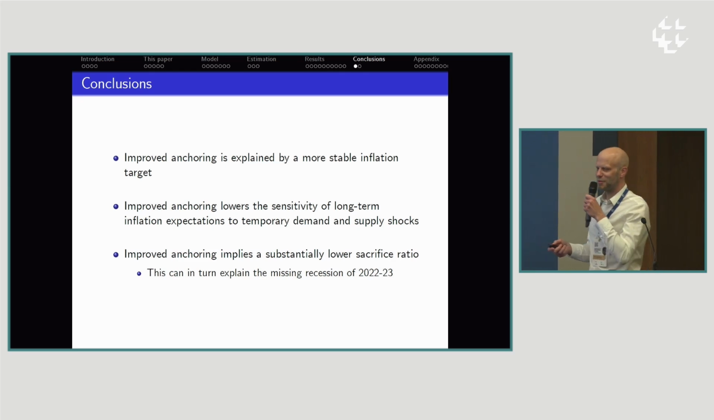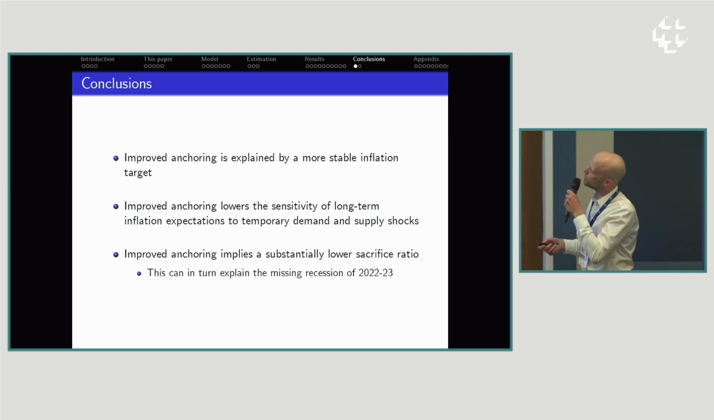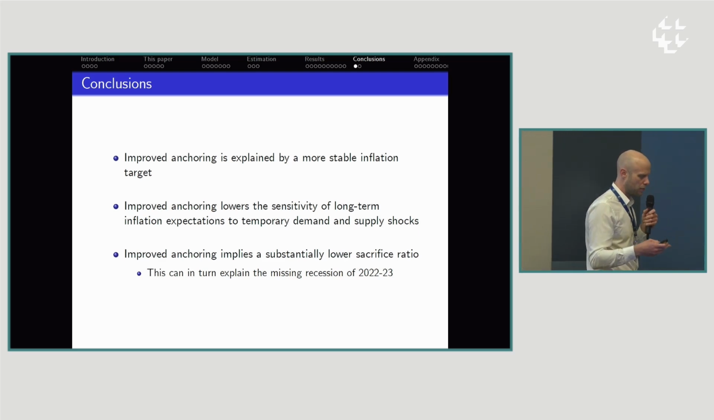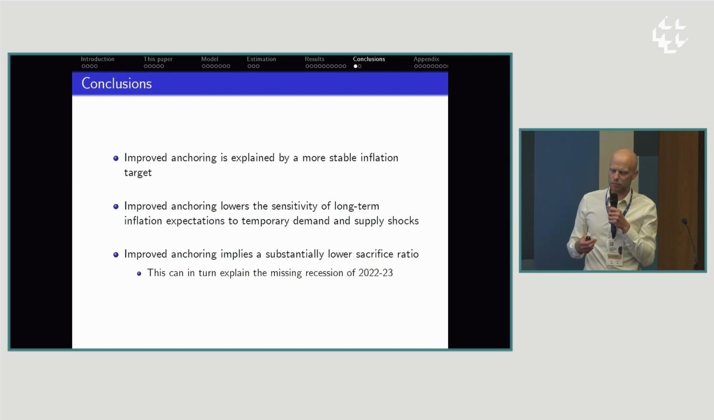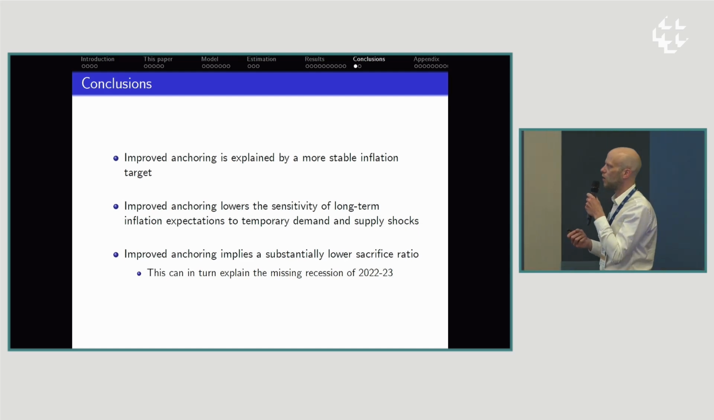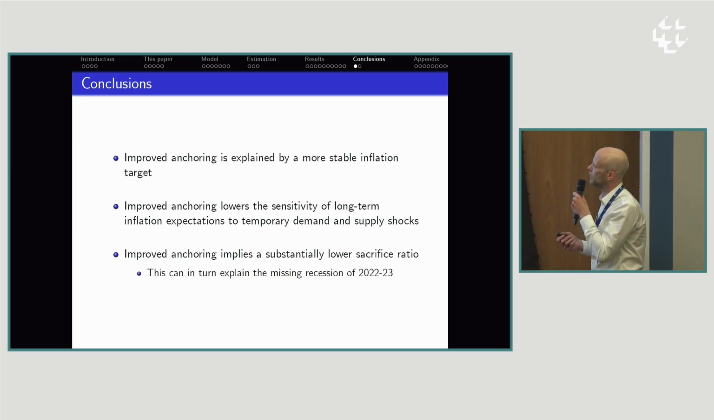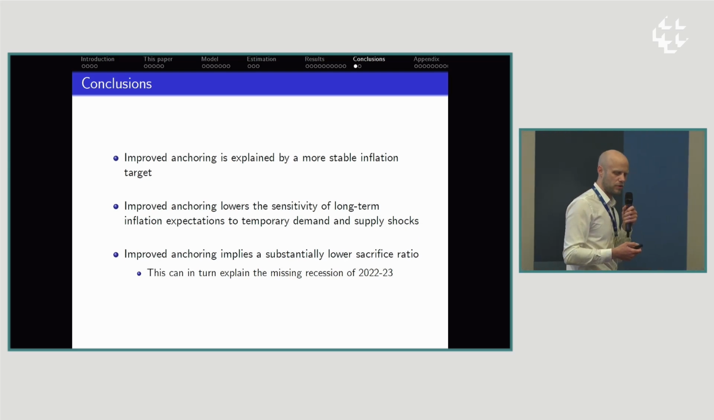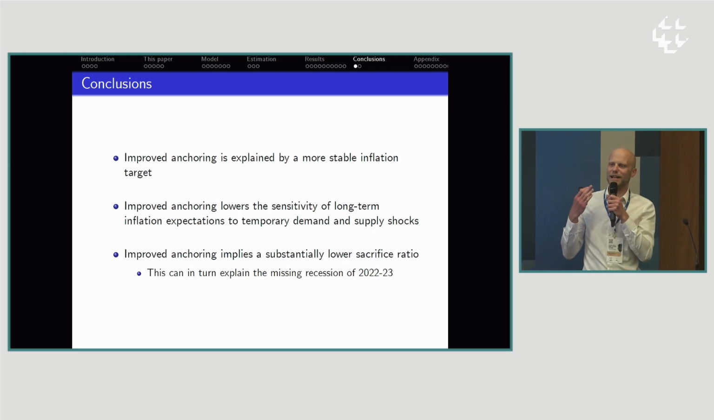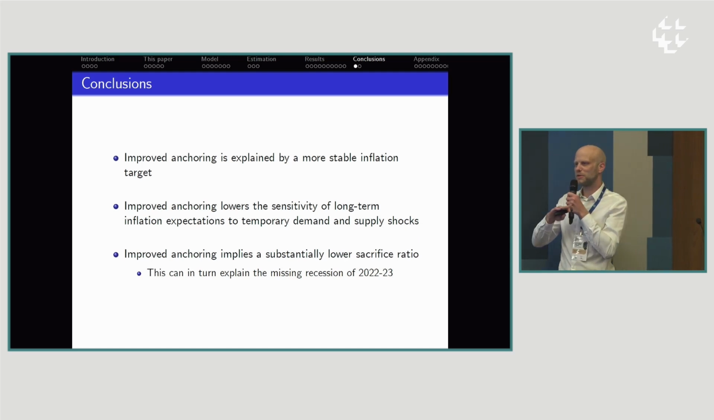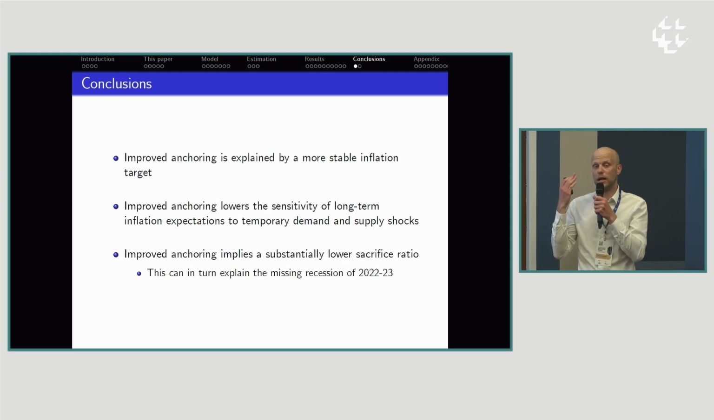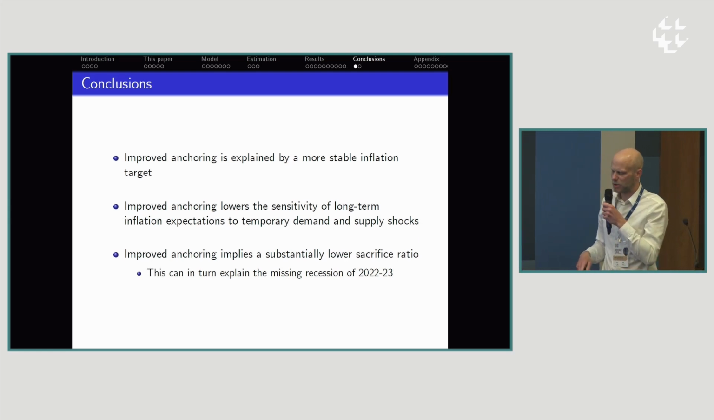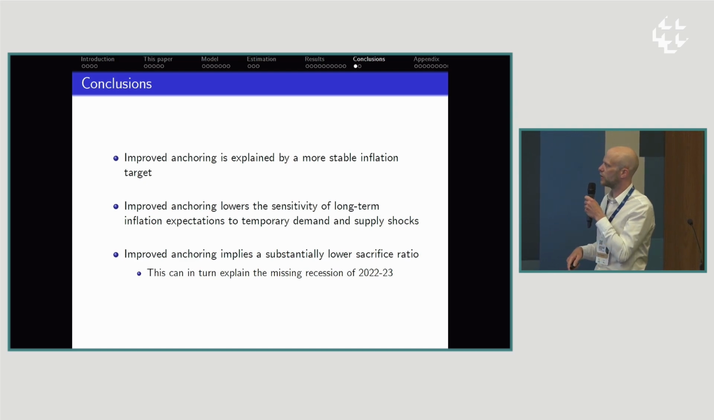Okay, so I see I'm actually going to finish a little bit ahead of time. So just to conclude, improved anchoring is explained in this model by a more stable inflation target. And improved anchoring lowers the sensitivity of long-term inflation expectations to temporary demand and supply shocks, and it implies a substantially lower sacrifice ratio, again, because if long-term expectations remain perfectly anchored in response to a temporary shock, then the Fed doesn't have to engineer a recession to bring down inflation once the shock is gone. So that can help explain the missing recession of 22-23.